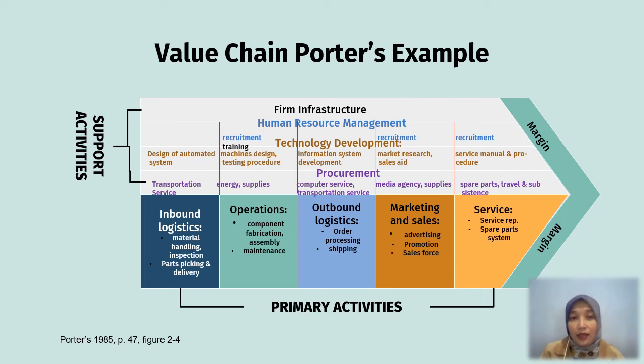Okay, you can see inbound logistics, operations, outbound logistics, marketing, and service as primary activities. You can find detailed activities within each section, as well as supportive activities. You can find that within inbound logistics, in human resource management, there are no activities, whilst in technology development, you can find that design of automated system is one of the activities. So all of these activities are supporting each other. I mean, they complement each other, so the organization can achieve its goals.